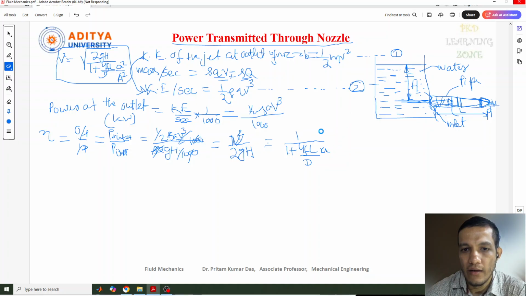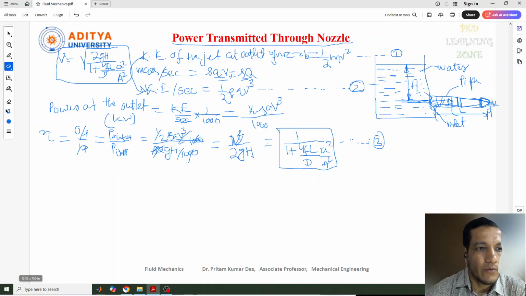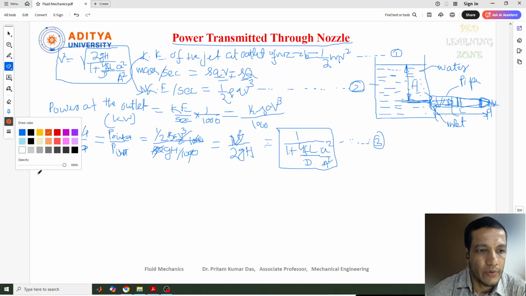Now make an equation number for this, suppose equation number 3 here. Now this is about the power transmitted through the nozzle. Next we'll discuss the condition for maximum power transmitted through this. This is the final equation. Okay, now one more condition we'll discuss.